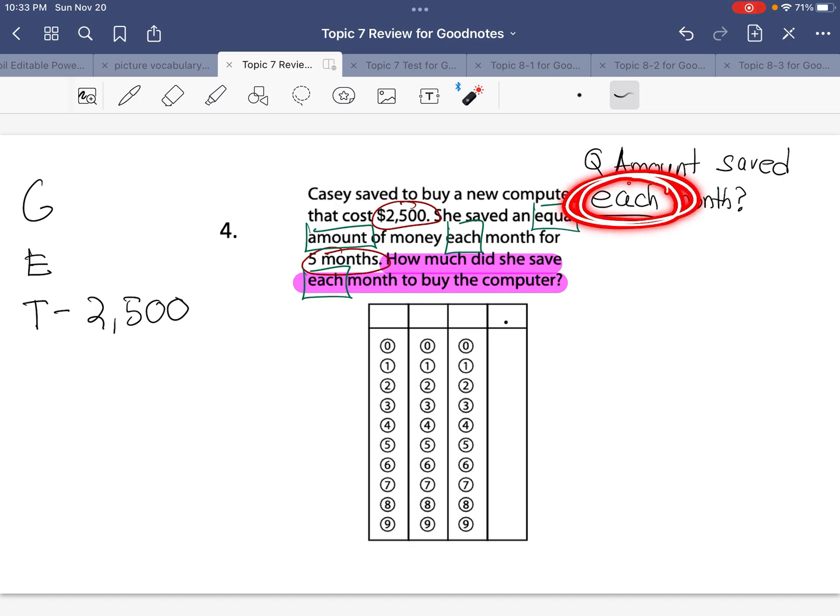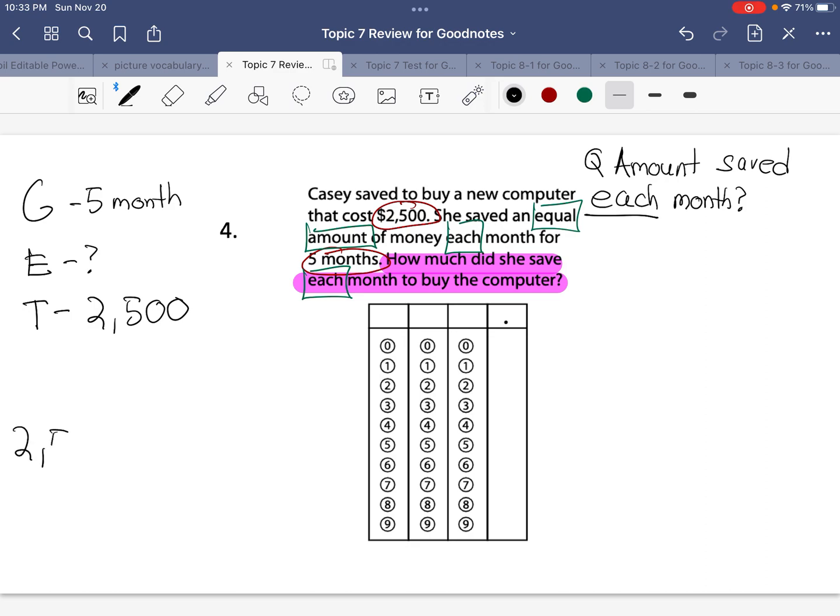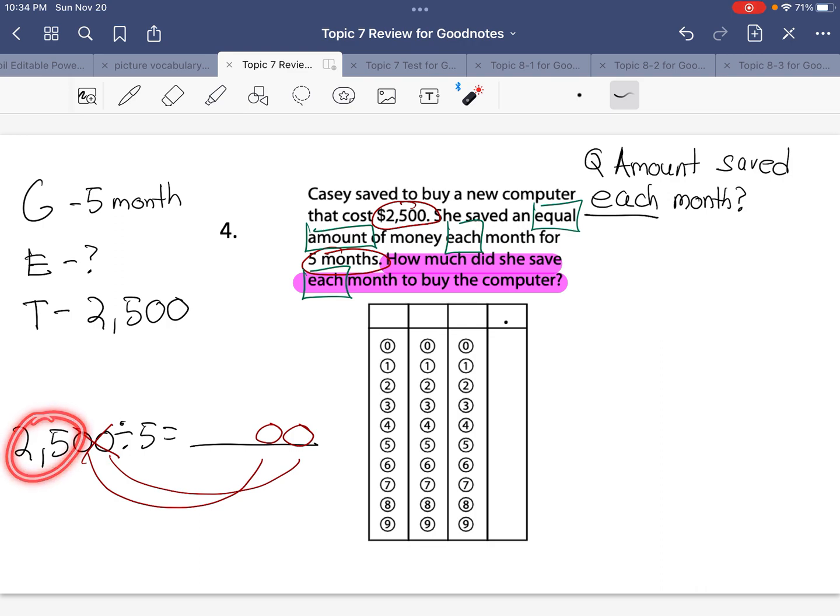If each is in my question, I do not know it. And that means my groups must be my 5 months. So if I know my total, if I know my groups, but I'm looking for my each, I'm going to divide. So I'm going to be dividing 2,500 divided by 5. And again, I can already tell I have zeros. So I'm going to drop them, cross them out, and I'm left with 25 divided by 5.